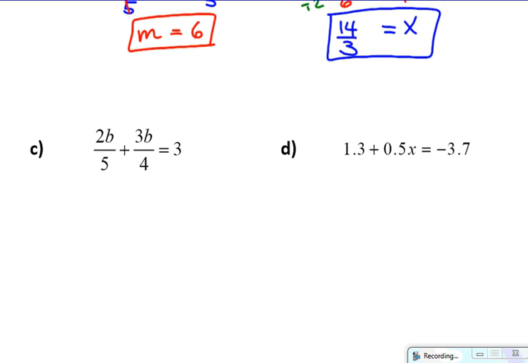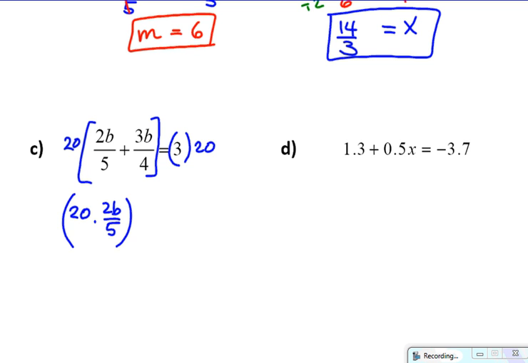Example C, this time we have our fractions. So we have 2 of them, 5 and 4. Lowest common multiple, so the smallest number that both of them will go into is 20. So I am going to multiply by 20 on both sides. When I multiply by 20 on the left side, I'm going to distribute. So I will have 20 times 2b over 5. I'll kind of group that so you can see that. Plus 20 times 3b over 4. And then 3 times 20 is 60.